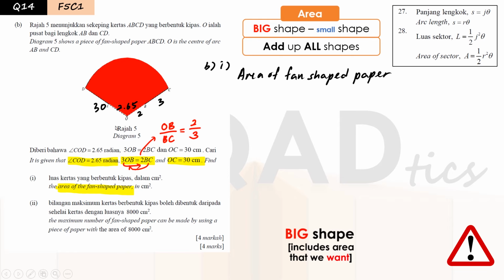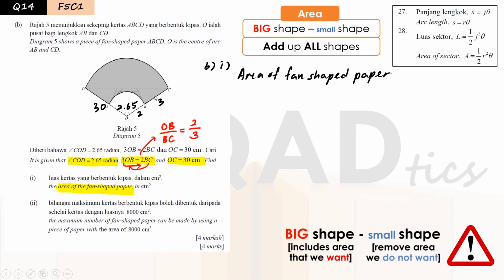Okay, and now the small shape would be the shape that we need to remove from the big shape because we don't want it. So here, the small shape would be this part, right? Because this part is not shaded, which means that we do not want it. So the small shape would be this small sector here.